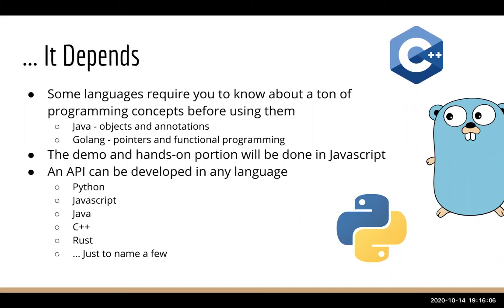It's also important to note that an API can really be developed in any language that you prefer. It can be Python, JavaScript, Java, C++, Rust, Golang. The options are really endless. All the information in this PowerPoint is cross-platform from languages. It's not language specific, but the demo will definitely be language specific, obviously.